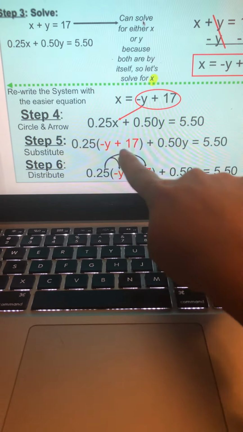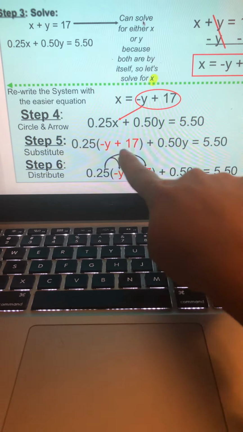Once we distribute, you combine your like terms, and then you would inverse and inverse to find out that y is 5, okay? Once you have that value of y, then you go back to the original system, pick which one you feel is the easiest. So I pick the top one, I plug in 5 for y right here in red, I inverse to get x isolated, and now I know that x equals 12.